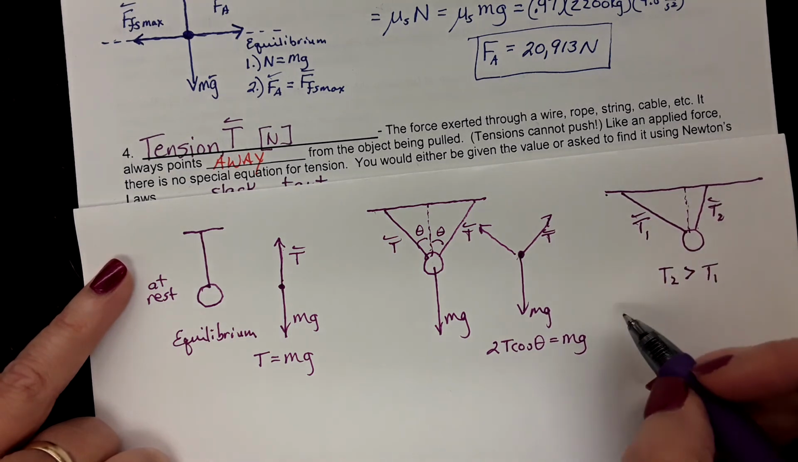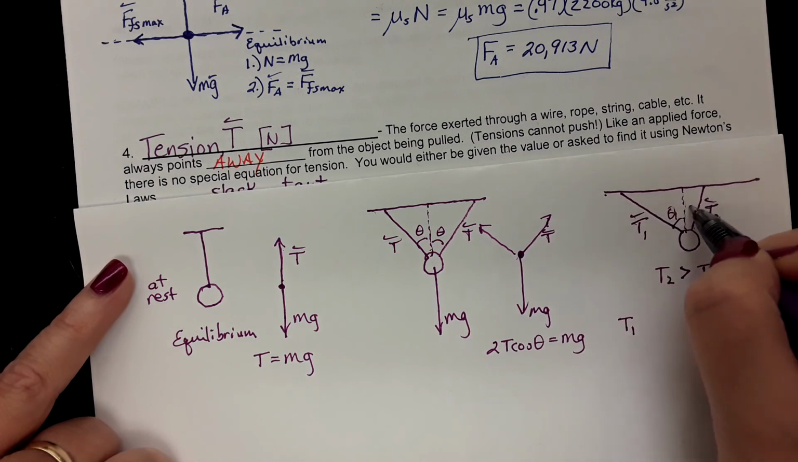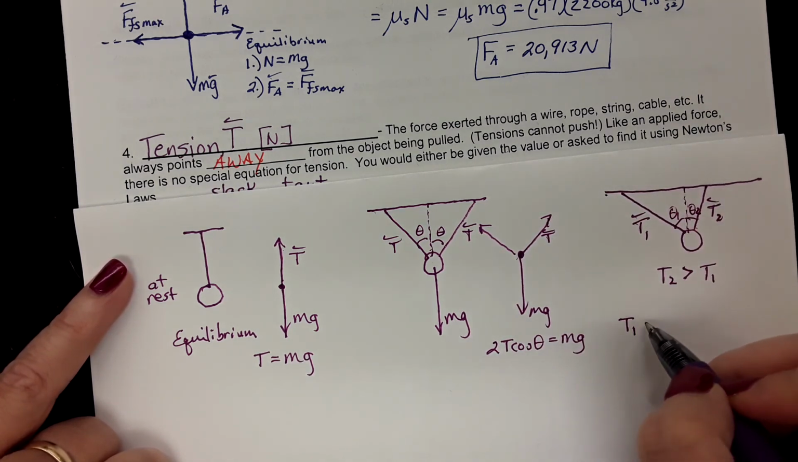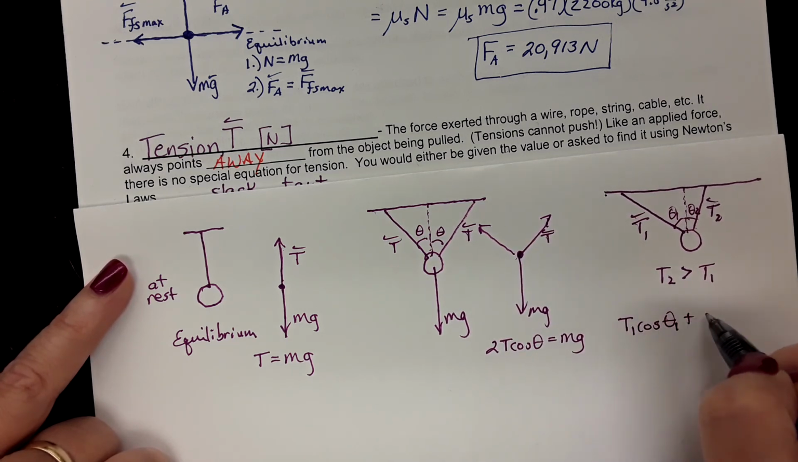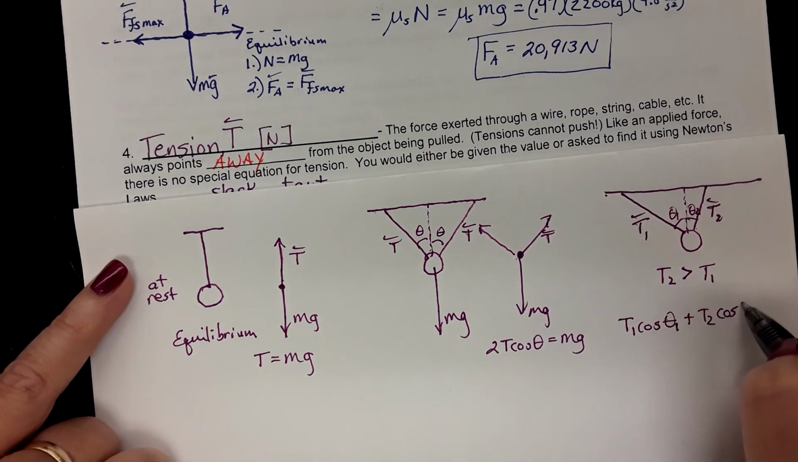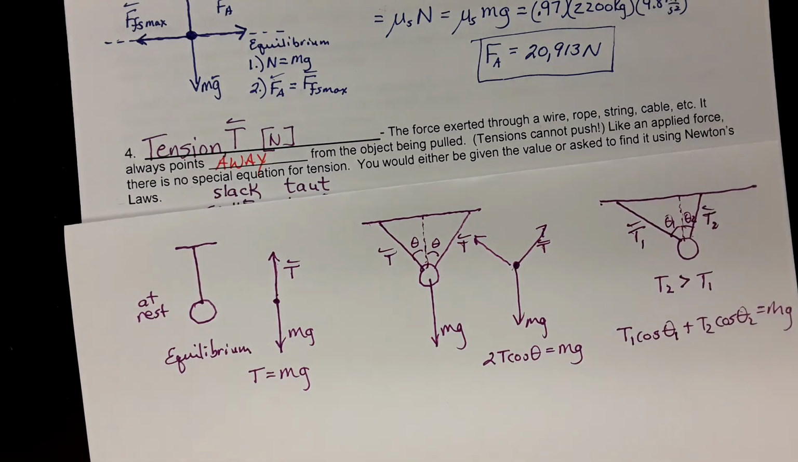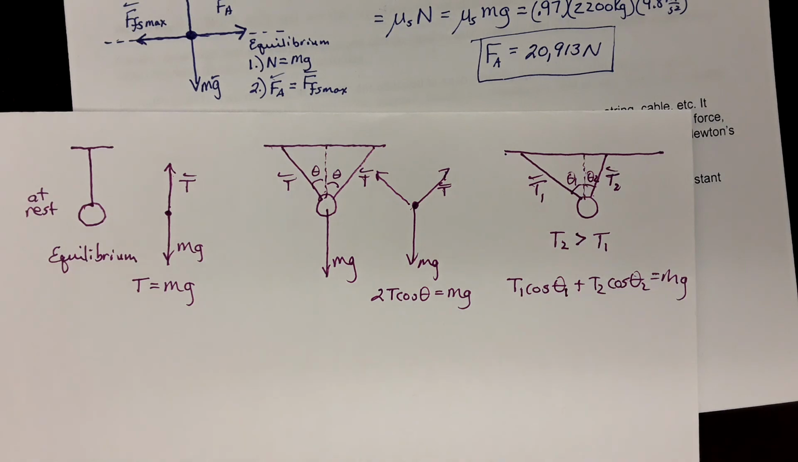In fact, in this case, if these are theta 1 and theta 2, just keep your subscripts together: T1 cosine theta 1 plus T2 cosine theta 2 equals mg. All right, so for conditions of equilibrium, that would be true there. I'm sorry if you couldn't see that. There we go. All right, so that's kind of how it works in a situation such as that.